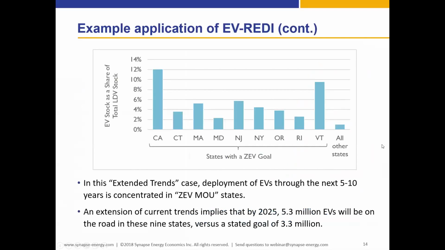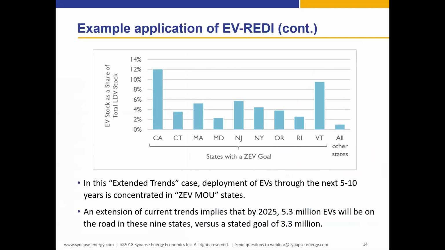So this figure here is focused on 2025 and graphs the amount of EVs that are on the road relative to the total number of light-duty vehicles that are on the road. And I've chosen these 9 states for a reason. So these 9 states are signatories to the ZEV MOU, which is a memorandum of understanding that these states' governors have signed that have a goal of getting a total 3.3 million electric vehicles on the road by 2025.